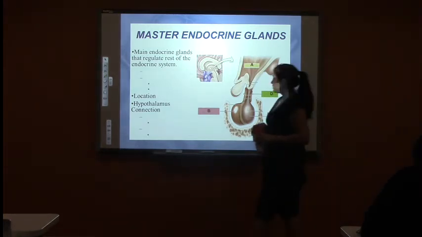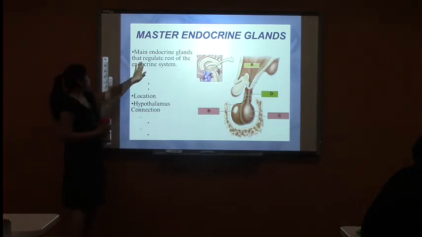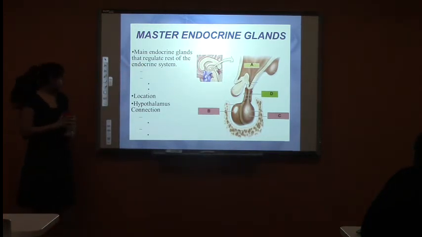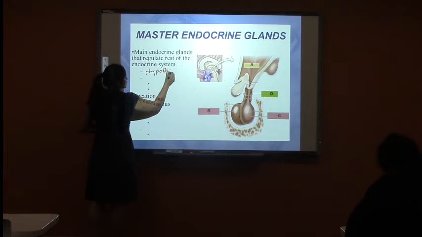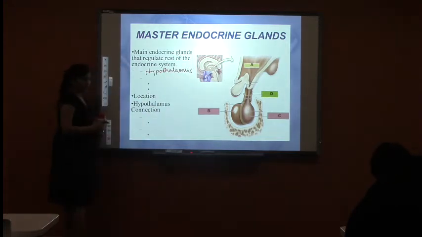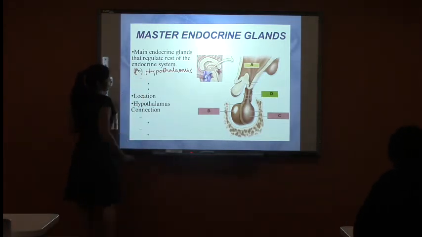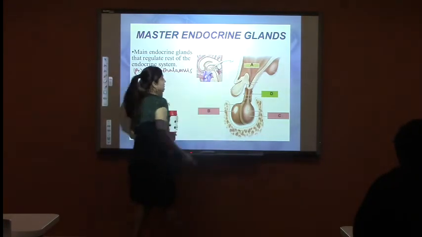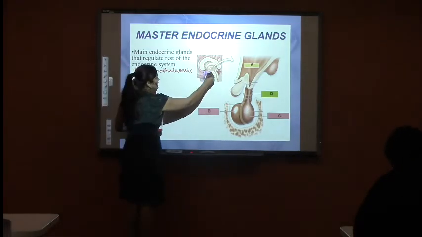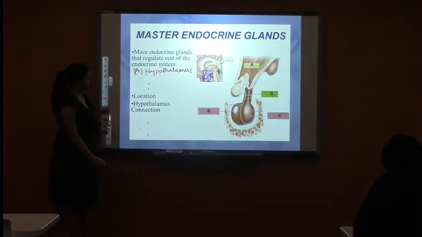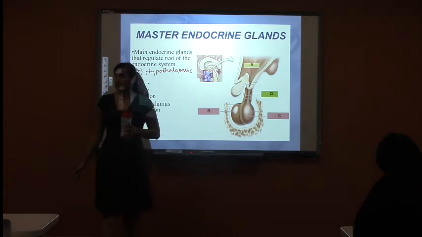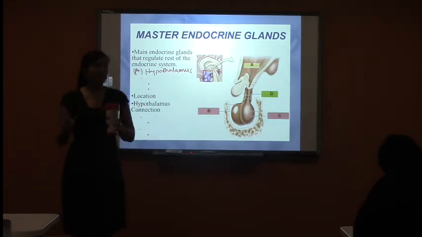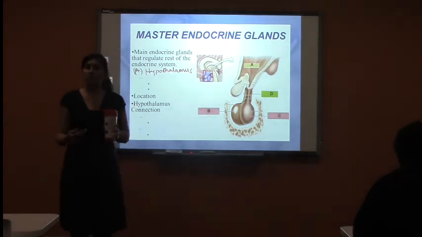The master endocrine glands are the main endocrine glands that regulate the rest of the endocrine system. You have the hypothalamus, which is A in the image. So right here is the hypothalamus. We're taking this photo right here and enlarging it. Do you guys remember hypothalamus is what part of the brain? It makes up what? Diencephalon. What other structures belong to the diencephalon?